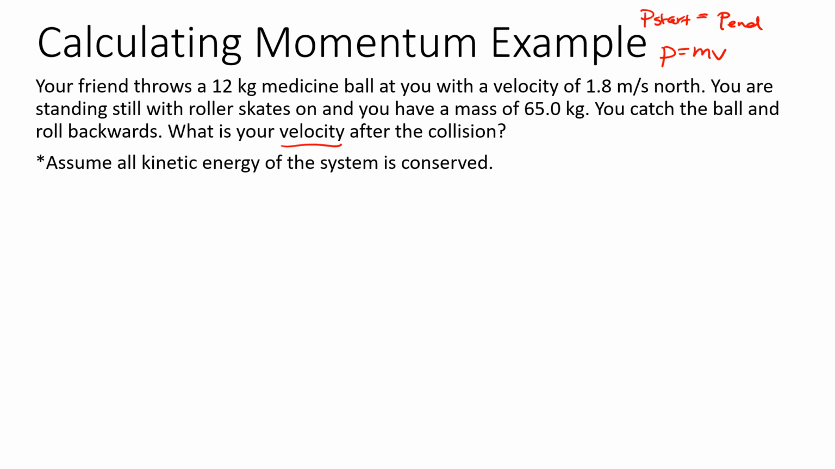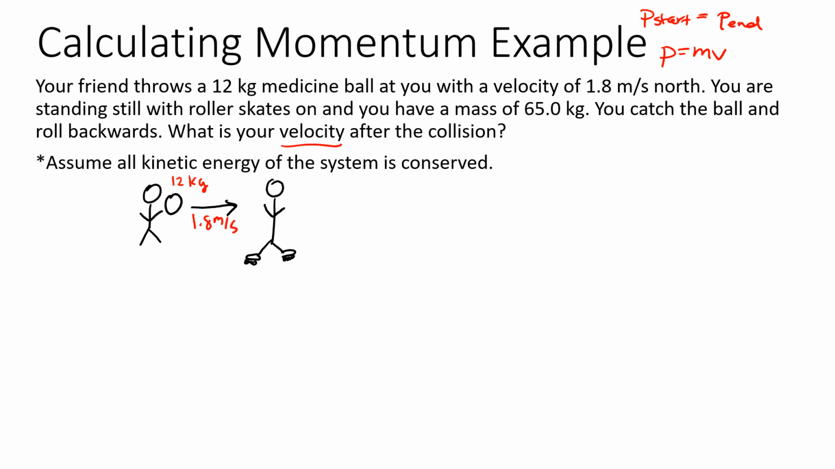So again, I'm going to draw pictures here because I really feel that it makes it easier to visualize and organize information when we do this. So you have a friend, okay, and your friend's holding a medicine ball. This medicine ball is going to be 12 kilograms. Your friend throws this medicine ball at you with a velocity of 1.8 meters per second. Okay, here you are standing right here. And it says you're standing still with roller skates on. So I'm going to draw some little skates here.